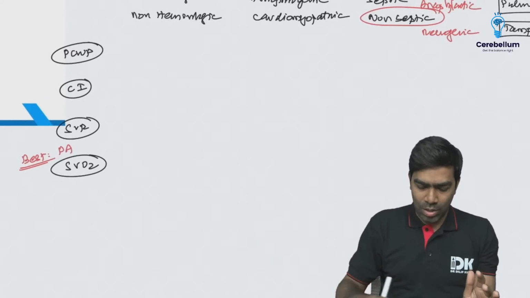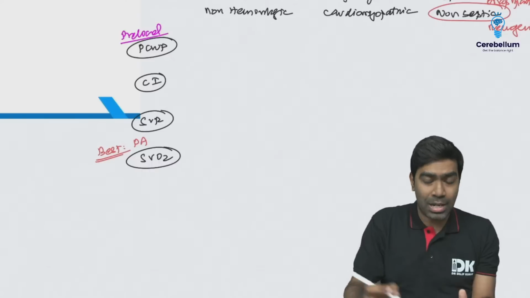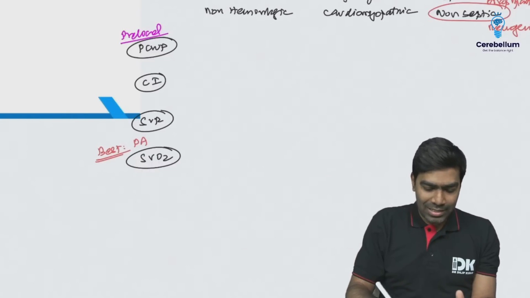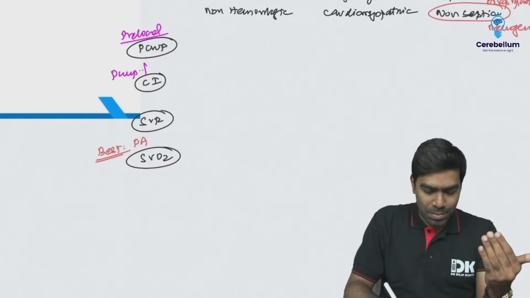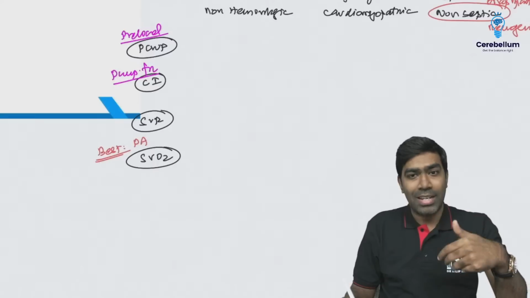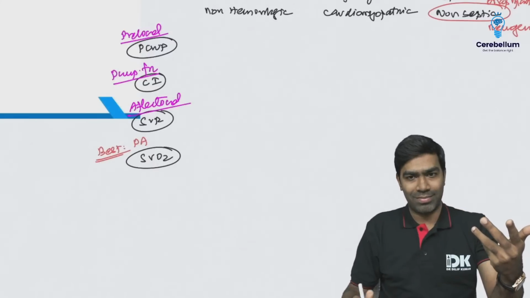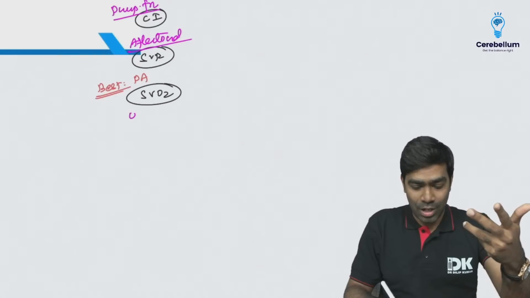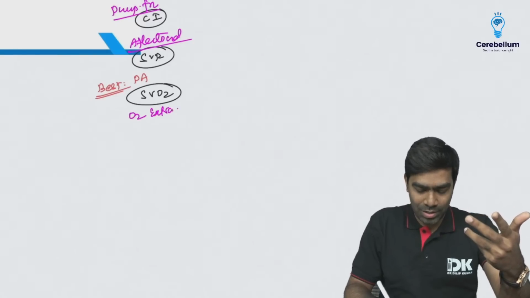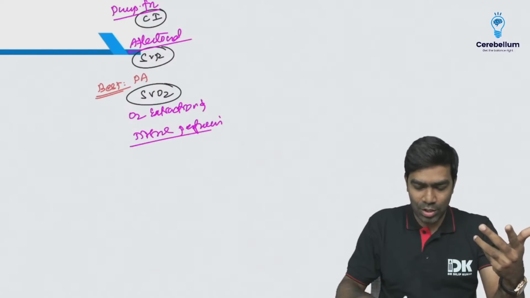So what is the preload? PCWP is an index of preload. How much blood is coming back to the heart? Cardiac index is a measure of your pump function, how much the heart is contracting. SVR is a measure of afterload. SVO2, mixed venous oxygen saturation, is a marker of tissue perfusion, a measure of oxygen extraction and tissue perfusion. So that's what we have in SVO2, mixed venous oxygen saturation.